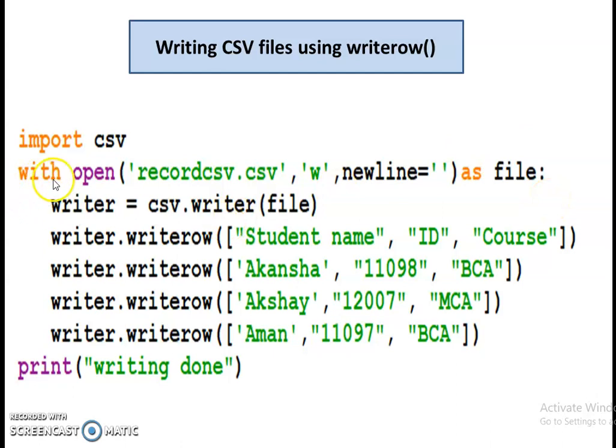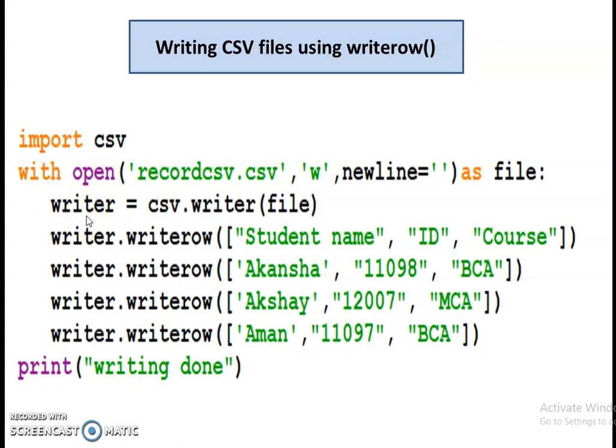So when we use this syntax with open to open a file, it will automatically close the file after performing all operation to this file, right? So now we are converting this file object to writer object using writer method of csv. This writer method of csv returns the object of csv writer, and we are storing it in writer.